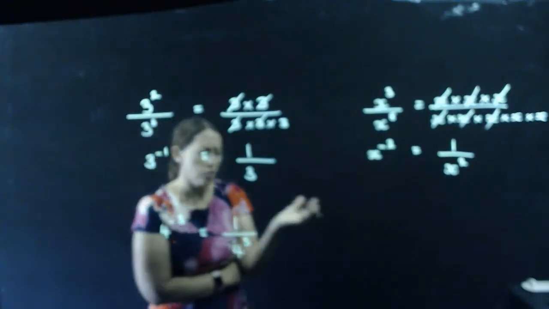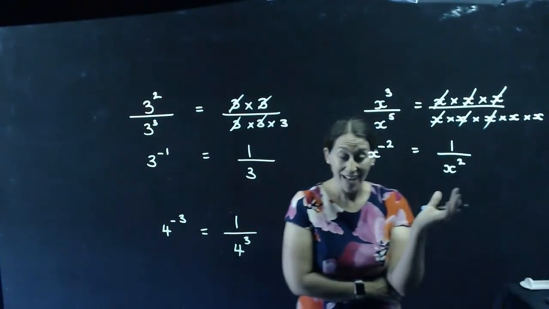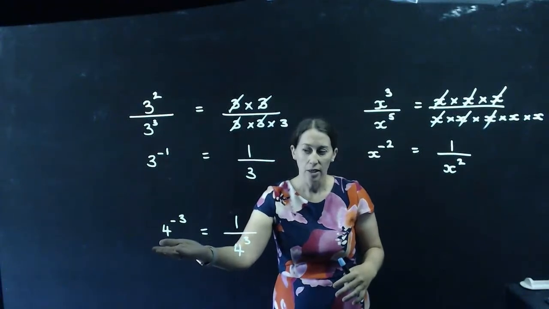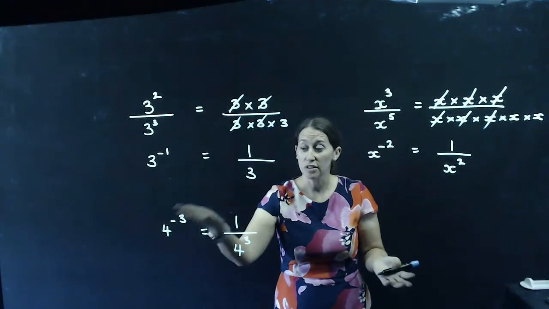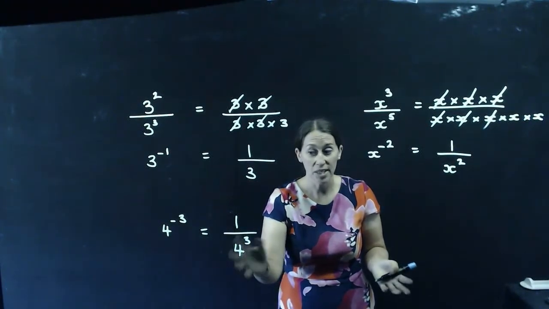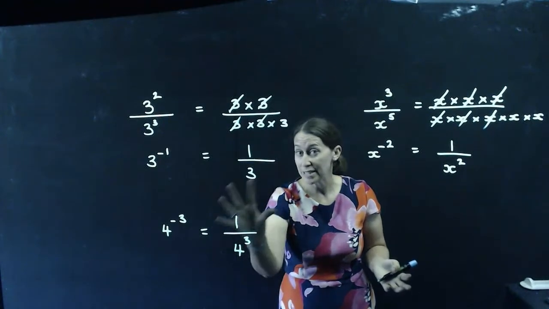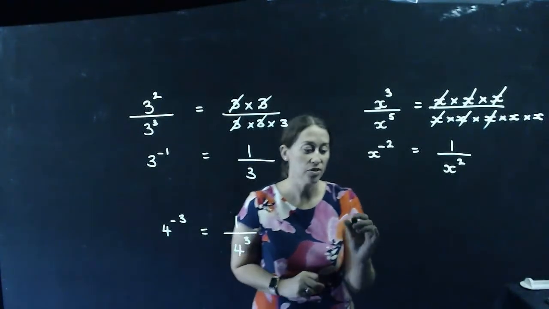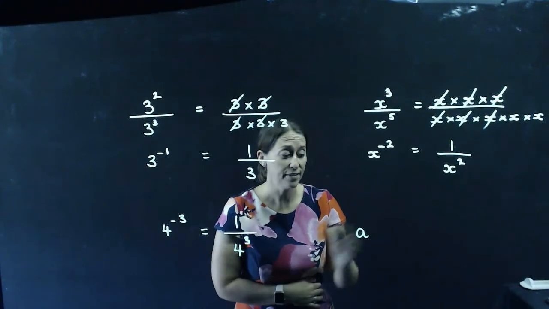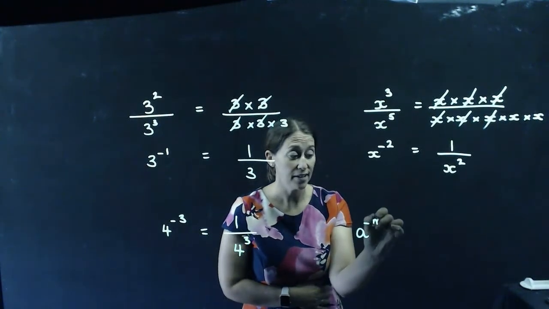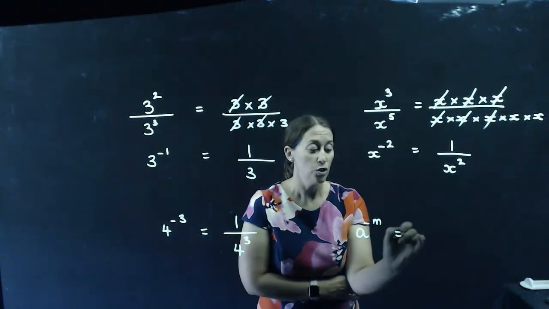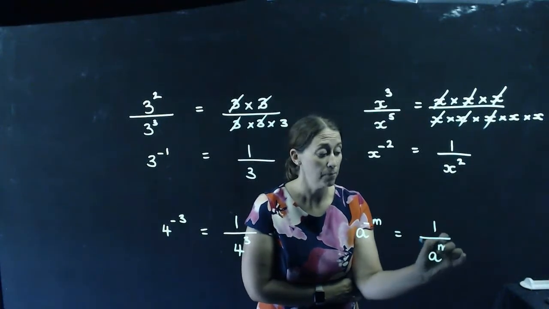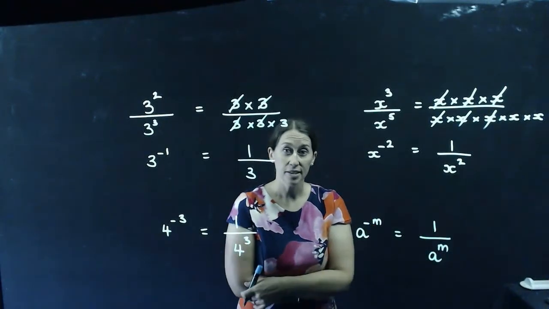We're often asked to write our answers with positive powers. This isn't a positive power, but being able to write it as a positive power means that it belongs on the denominator, and we would be expected to leave our answer like this. In general, our negative law says if you have a base with a negative index, negative power, then you write it as 1 over that base with the positive power. And that's the negative law of indices.